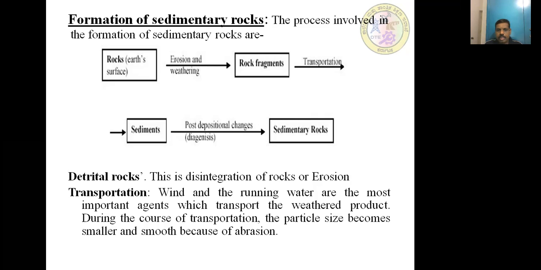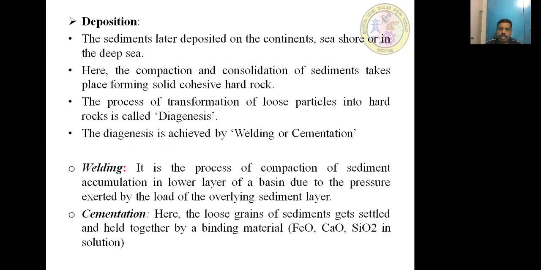Detrital rocks. This is disintegration of rocks or erosion. Detrital rock means the disintegration of rocks or erosion. Transportation. Wind and the running water are the most important agents which transport the weathered products. During the course of transportation, the particle size becomes smaller and smooth because of the operation. Next, deposition. The sediments are later deposited on the continents, seashores, or in the deep sea.